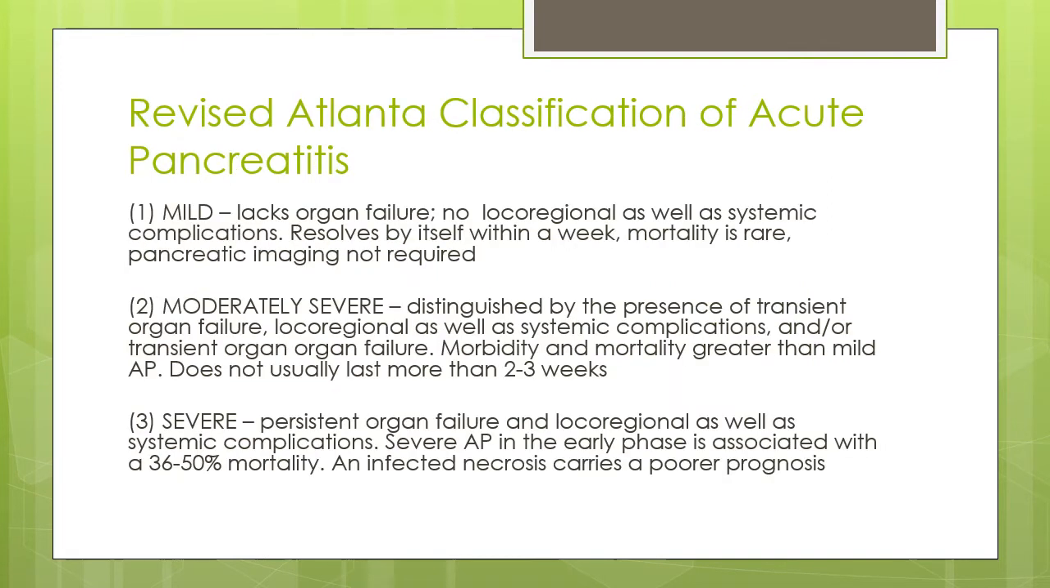The Atlanta classification also divides acute pancreatitis into three: whether it's mild, moderate, or severe acute pancreatitis. Mild is if there is no organ failure and no local, regional, and systemic complications. In mild, the mortality is rare. In moderately severe types of acute pancreatitis, we find transient organ failure with local, regional, and systemic complications. Morbidity and mortality is higher as compared to milder forms of pancreatitis.